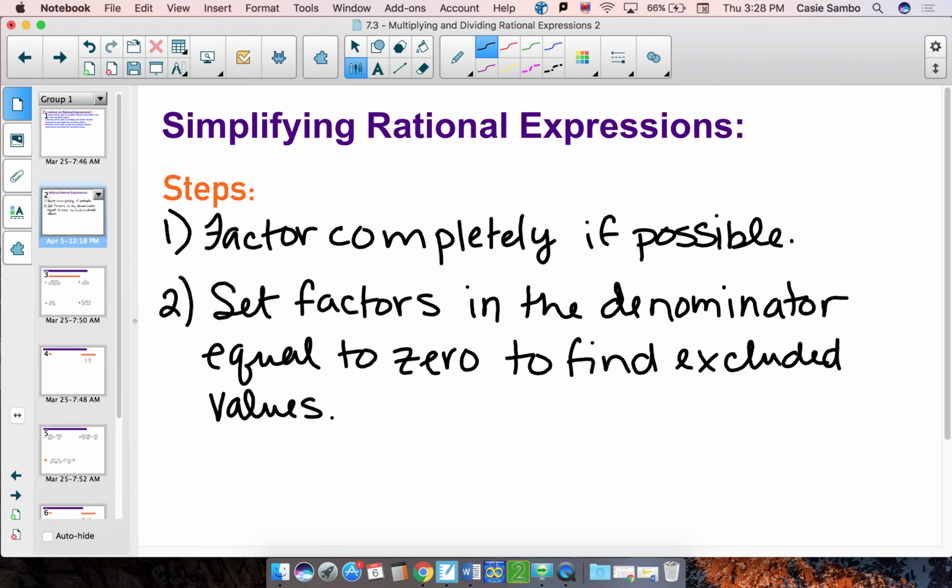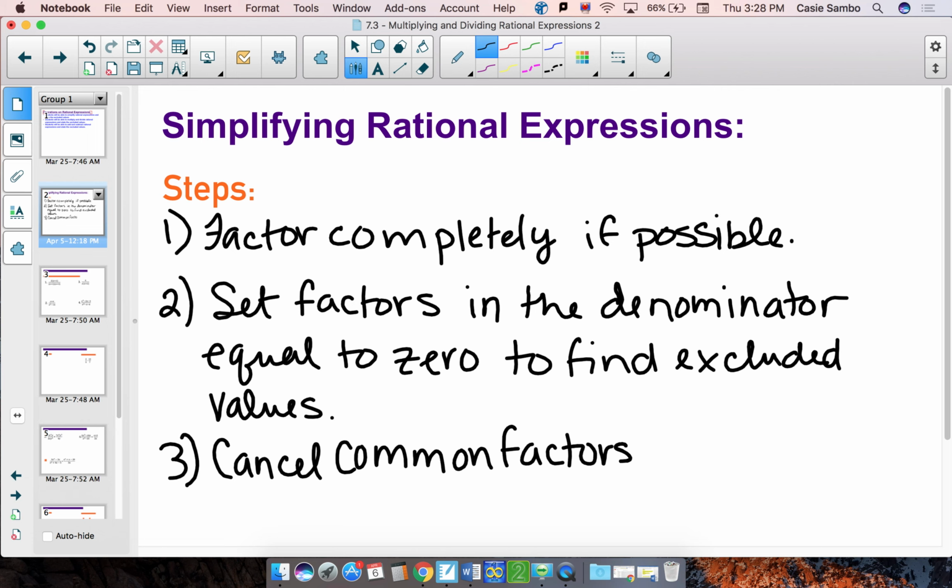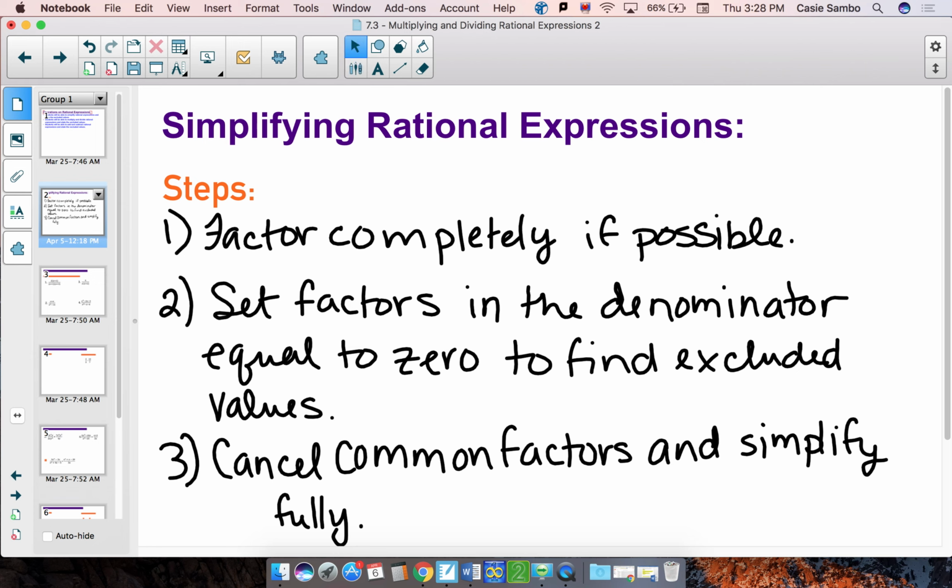The last step in simplifying rational expressions is step 3, and that is to cancel common factors and simplify fully. If you need more time to write these, feel free to pause the video. I'm going to go ahead and move on to the examples, though.